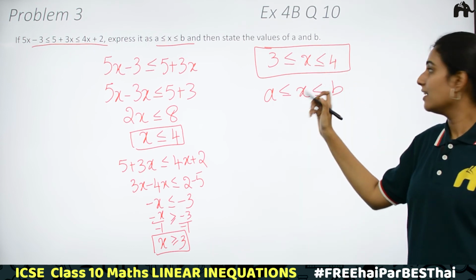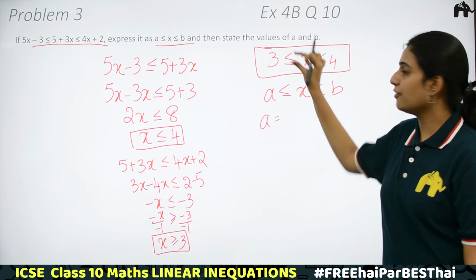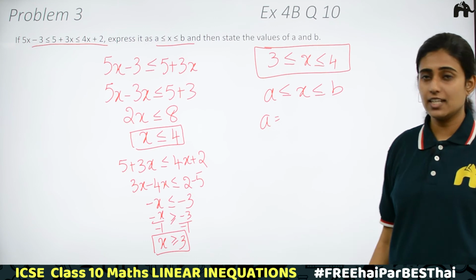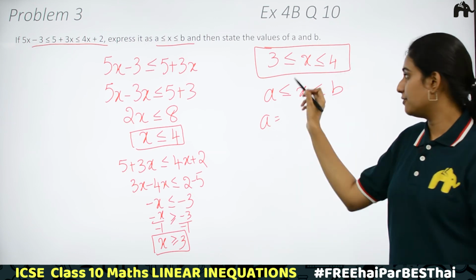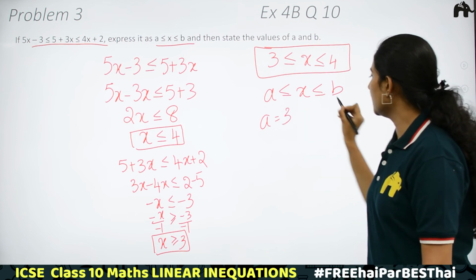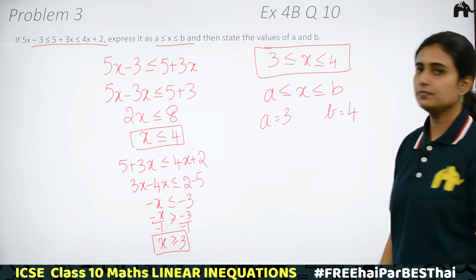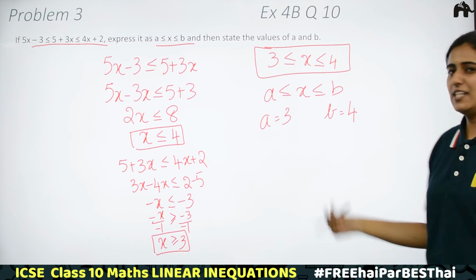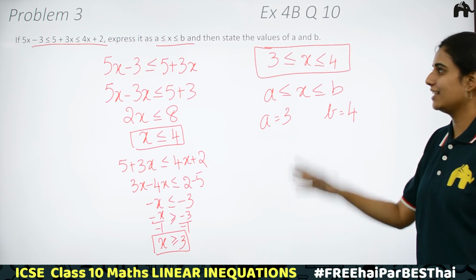Same, right? The value of a is equal to, at the position of a, here we have 3. In the position of b, we have 4. Therefore, a is equal to 3 and b is equal to 4. Clear? Very easy question. We didn't want to draw the number line or anything like that.